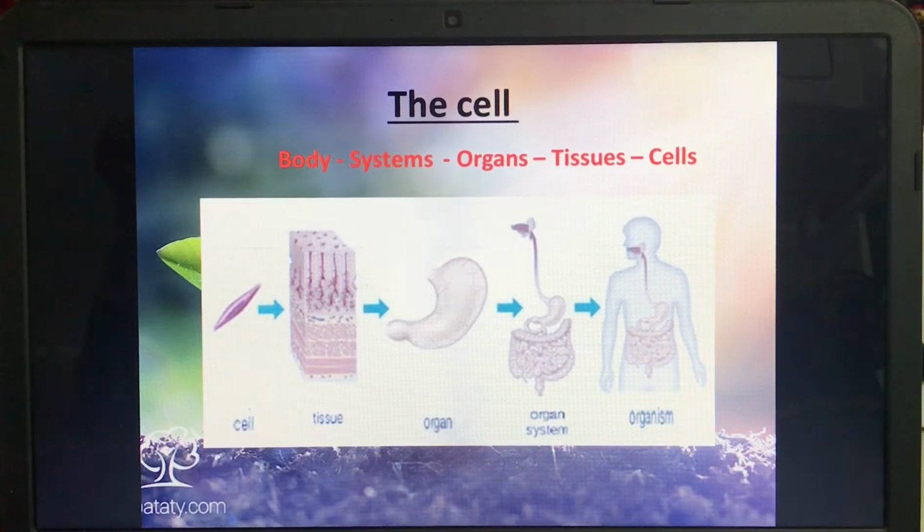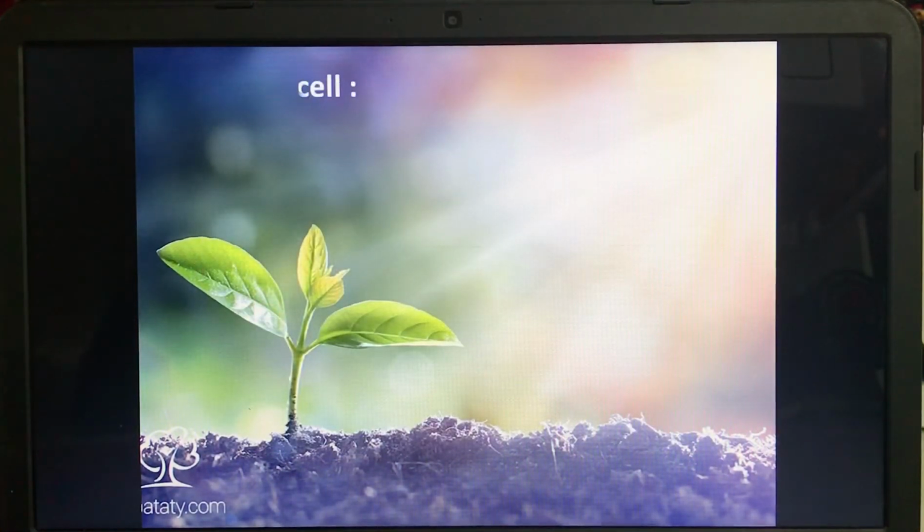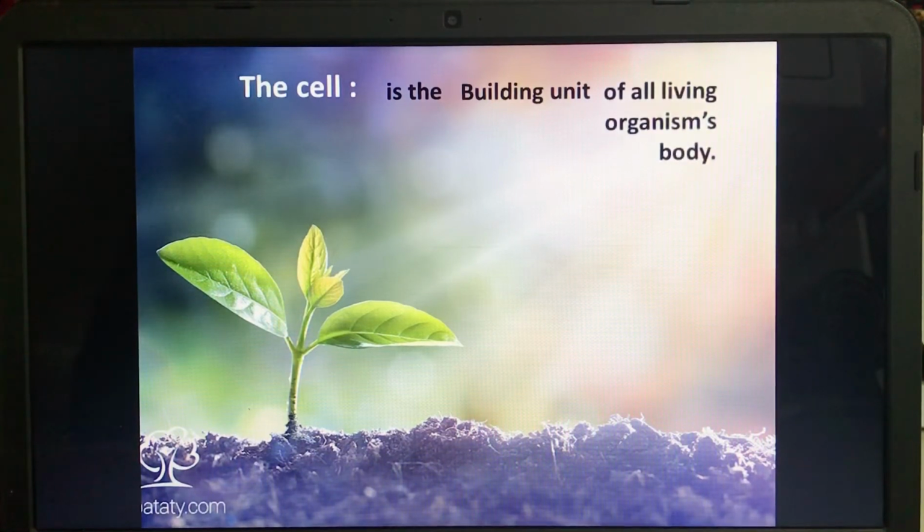So what is the meaning of the cell? The cell is the building unit. What is the meaning of building unit? It means when we put cells together, they will build our body. So the cell is the building unit of our body. And not only our body, it is the building unit of all living organisms' body. So again, the cell is the building unit of all living organisms' body.